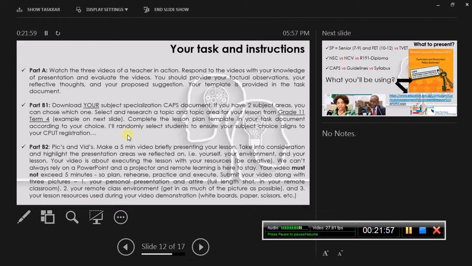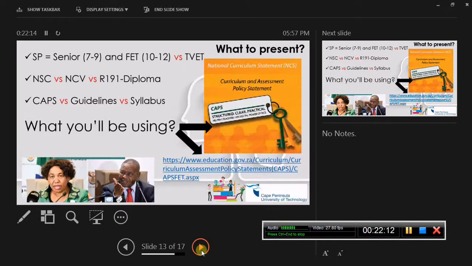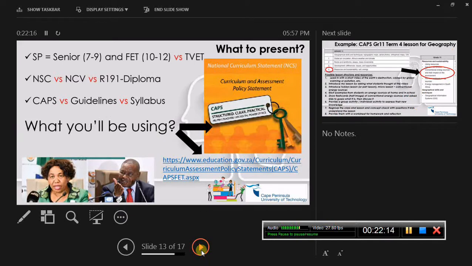Please make sure that your pictures are not filtered. You take them in clear, natural light and take them with a steady hand. Please send the best one through in your task document. So that is your task in a nutshell. We've already looked at this.